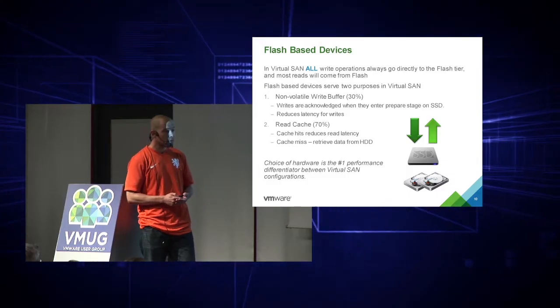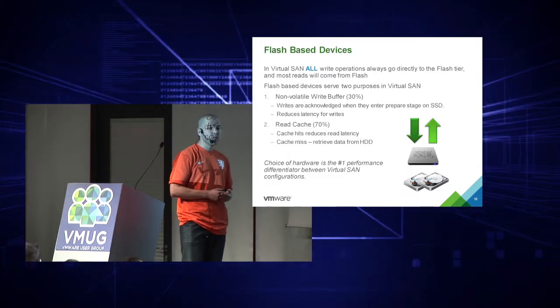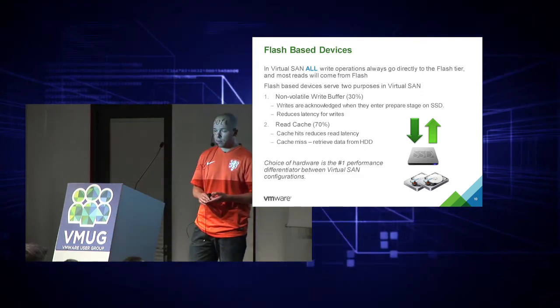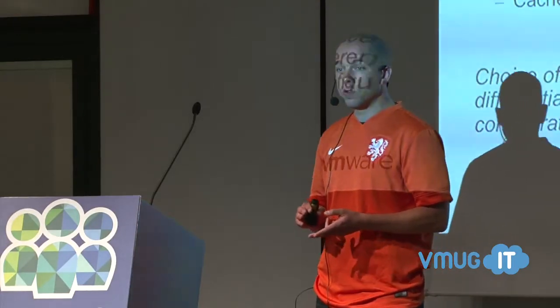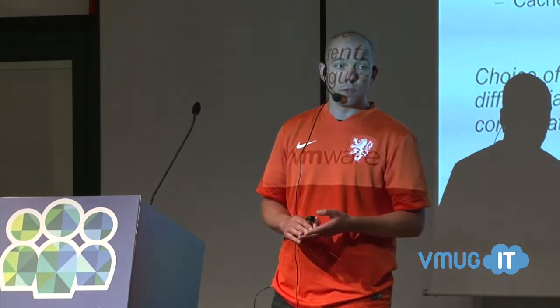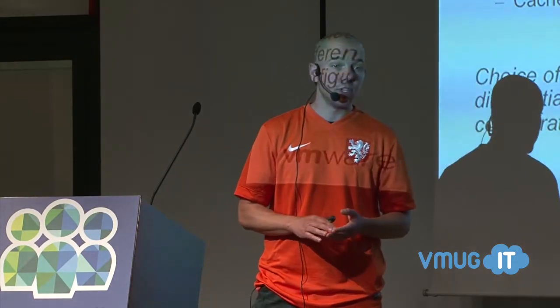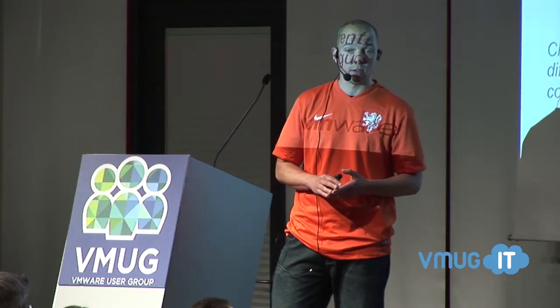But when it comes to flash, the key thing to understand is flash is used by virtual SAN in 2 ways. Flash is used for read caching, and flash is used for write buffering. So by default, 70% of your flash device is used for read caching, 30% is used as a write buffer.